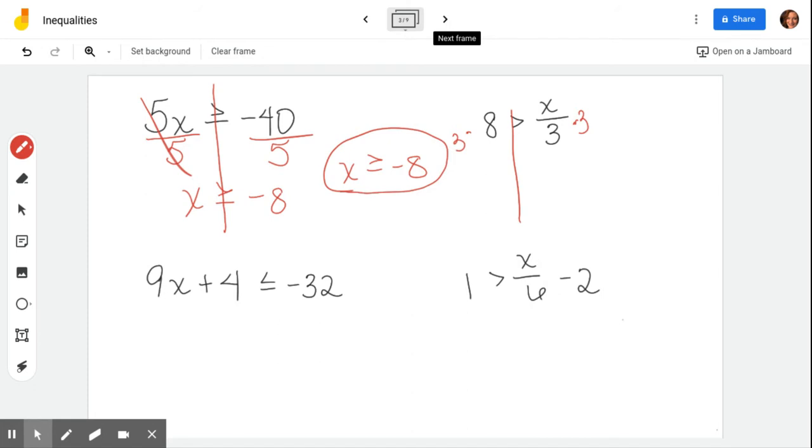3 times 8 is 24. Bring down my greater than. Divided by, times, they cancel. If I separate the groups, but then I bring the groups back together, it's like I never did anything at all. So I just have an X.